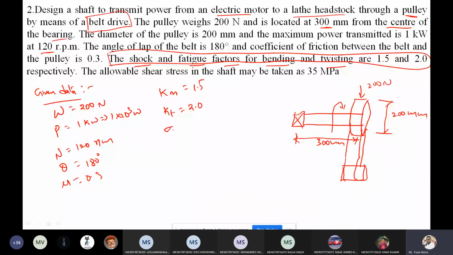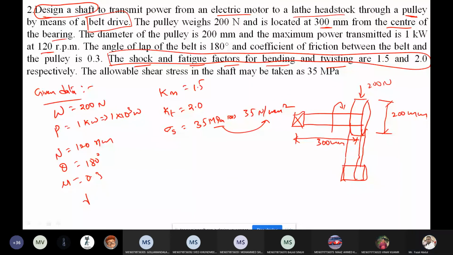Allowable shear stress is 35 megapascal. 35 megapascal, or else we can write it as 35 Newton per mm square. Megapascal we can also write like this. Okay, Babu. Now the question is asking to design the shaft. Design the shaft is nothing but determine the diameter of the shaft.